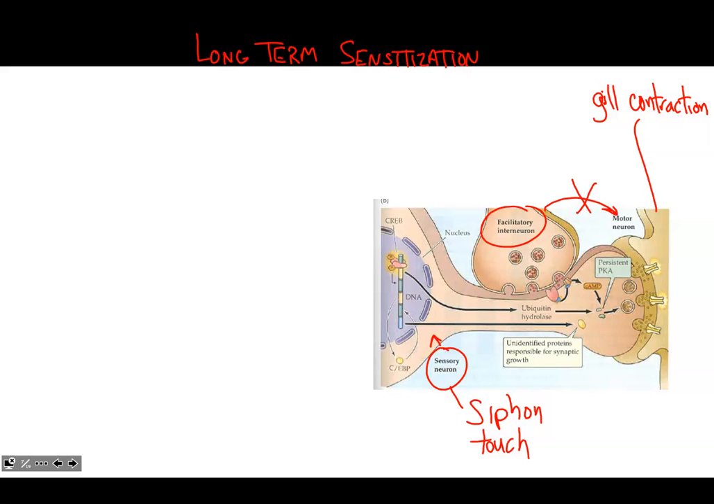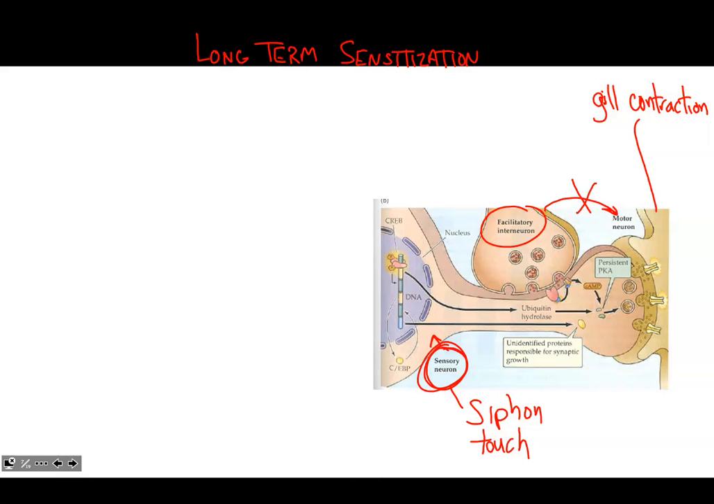And so again, what we're going to see are synapses that occur on the presynaptic terminals of this sensory neuron here, okay? So where do we find the receptors for whatever the facilitatory interneuron is releasing? Not on the motor neuron, not on the dendrites, but there are actual receptors that we'll talk about that are on the presynaptic terminals.